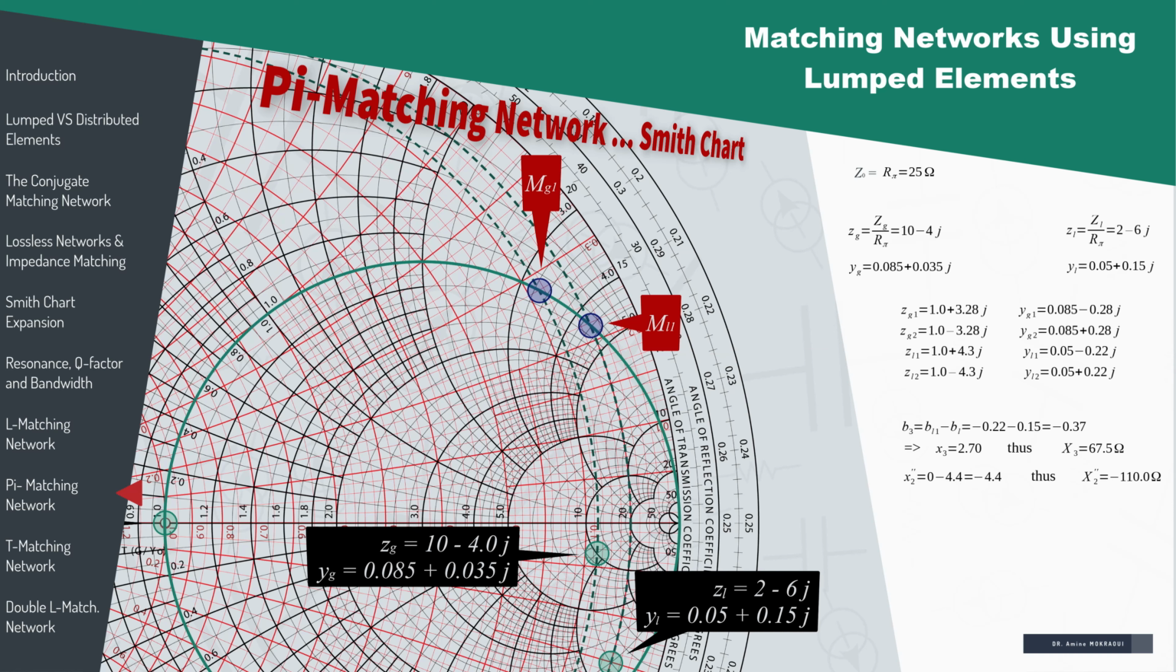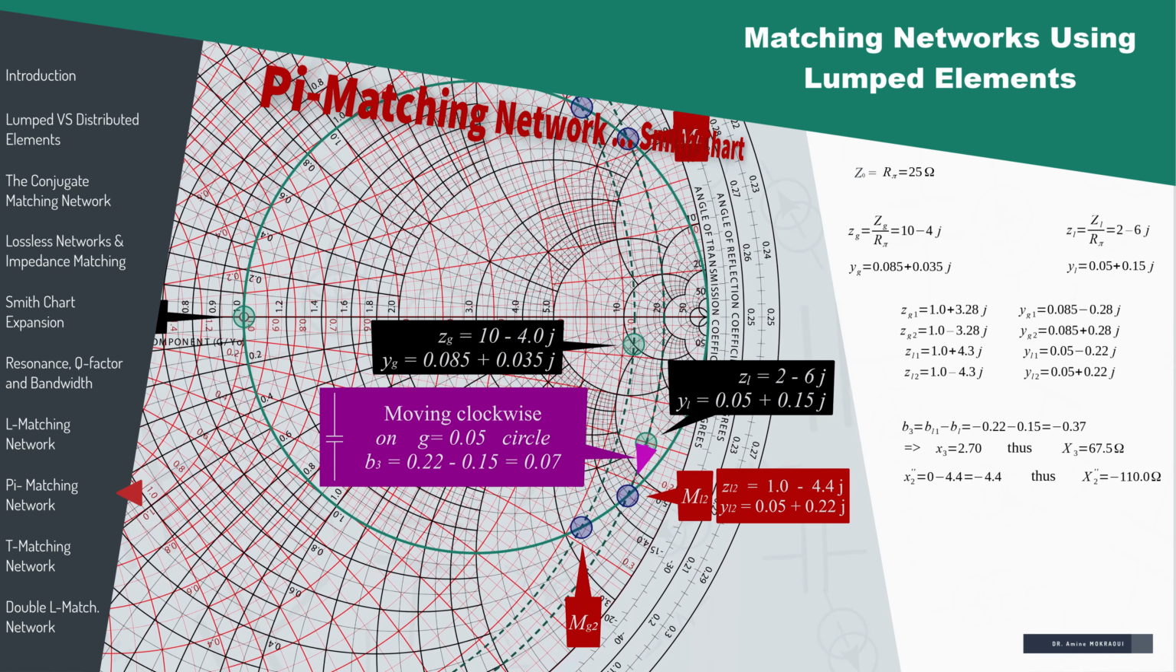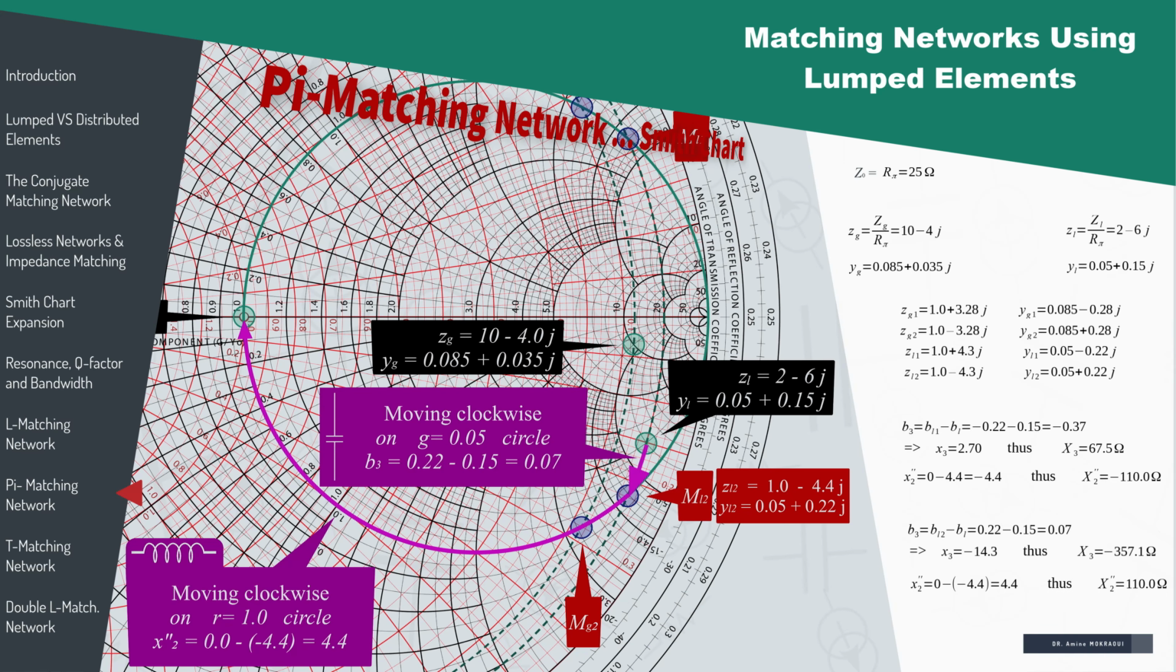Then, B3 equals BL2 minus BL, which is equal to 0.07. So, X3 equals minus 14.3. Thus, uppercase X3 equals minus 357.1 ohm. And finally, X2 equals 0 minus minus 4.4, which is equal to 4.4. Thus, uppercase X2 equals 110 ohm.